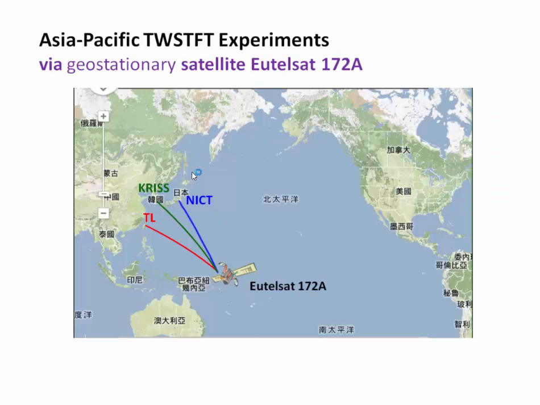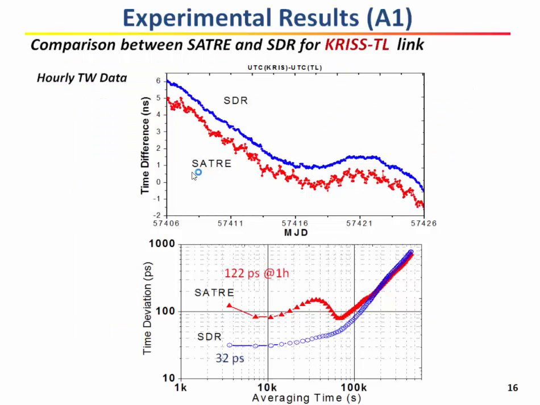And then I will introduce the experiments that we have performed in the Asia-Pacific two-way networks by the satellite Eutelsat 172A. And the three laboratories have performed the SDR and the two-way system. It's TL in Taiwan, NICT in Japan, and KRISS in Korea. And here shows the experiment results. And the first one, we will compare the two-way hourly data.